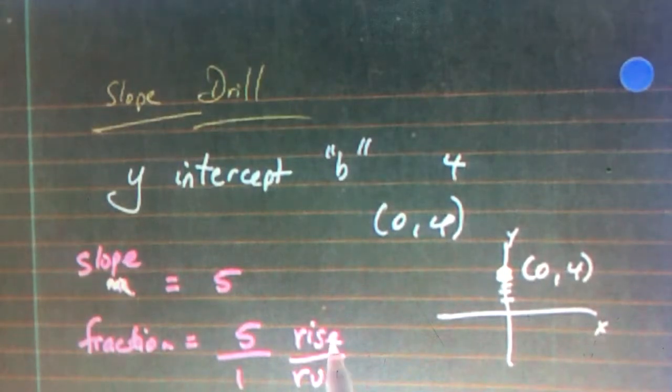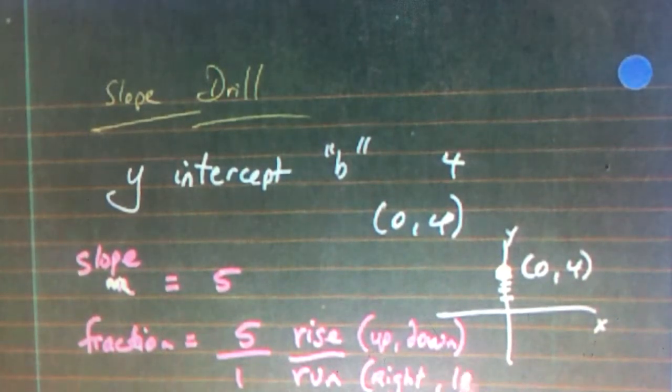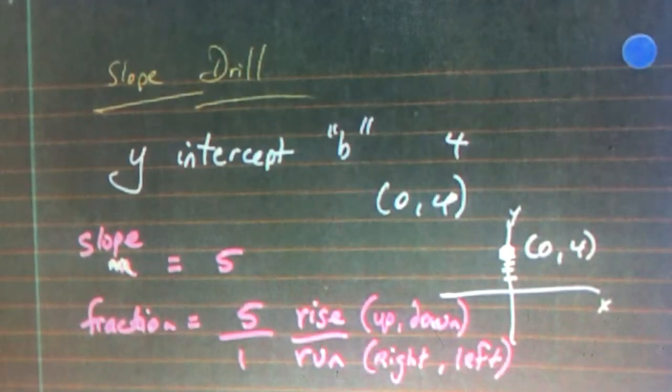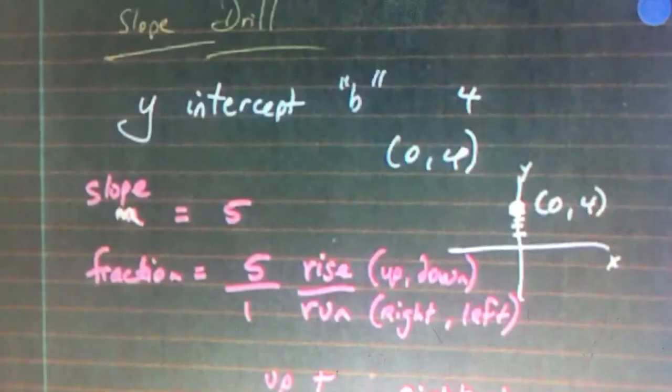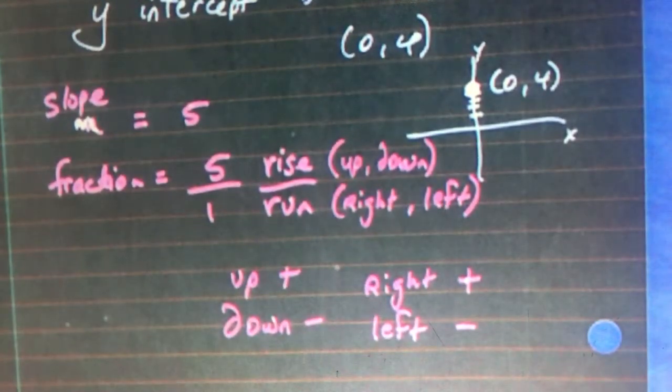Rise is just metaphoric. You don't always go up, but you do go up or down. So rise is up or down, and run is right or left. Now, what are those directions? Well, very clearly, up is plus, down is minus, right is plus, left is minus. So that's your basics. Those are your very, very, very basics in terms of movement.